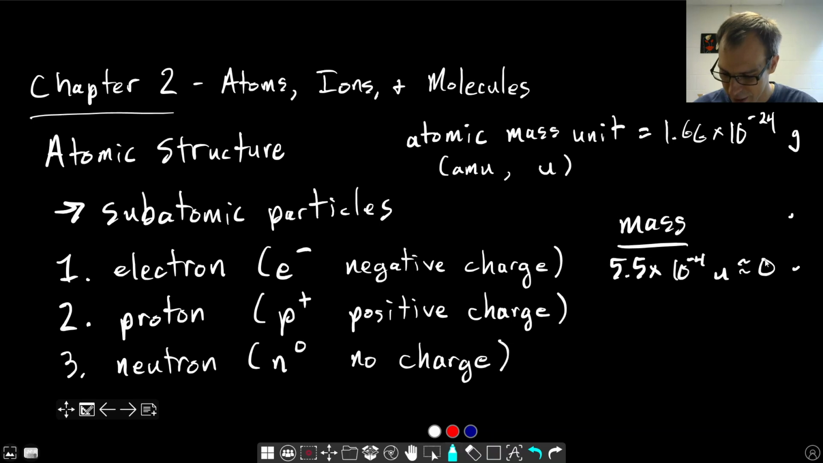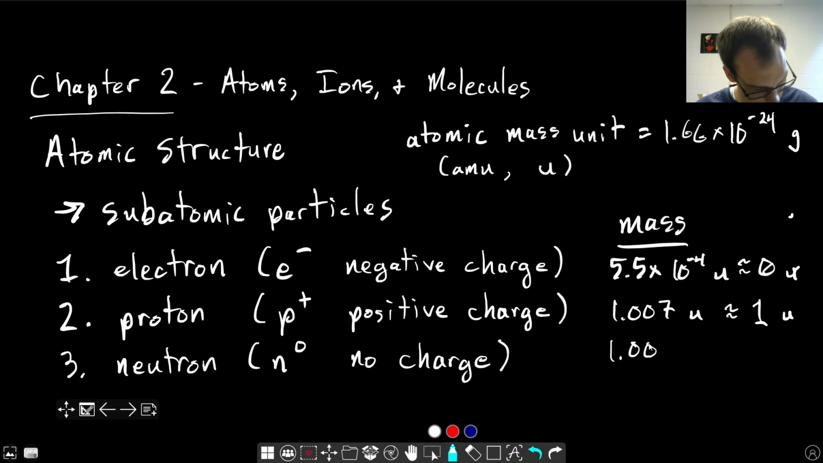If we want to approximate, this is about 0. It's not 0. Electrons do have a mass, but it's very, very small. Protons have a mass in atomic mass units of 1.007 u, or about 1 u. And neutrons are slightly heavier, but about the same, 1.009 u. We know these to more significant figures than this, but I just want to keep it brief here.